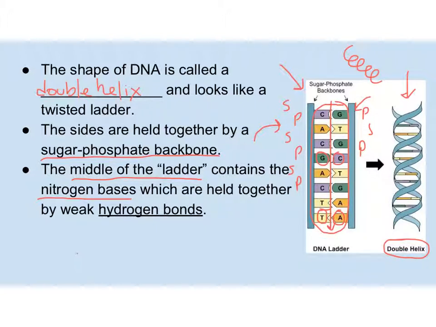And last thing you want to know, those nitrogen bases are bonded together. They're held together by what's called weak hydrogen bonds. So between each of these nitrogen bases, between this A and the T over here, there's a weak hydrogen bond. Between the C and the G, a weak hydrogen bond. Between the G and the C, a weak hydrogen bond. So there's hydrogen bonds that are bonding all those nitrogen bases together.